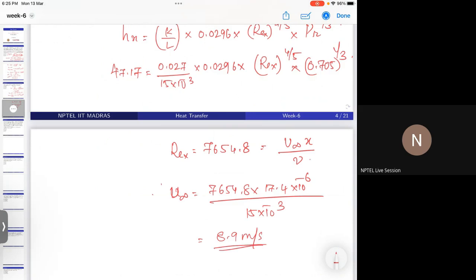So this is the minimum velocity we should maintain in order to restrict the surface temperature to 80 degrees Celsius. If we go below this velocity, the heat transfer coefficient will reduce, so it will increase the surface temperature.